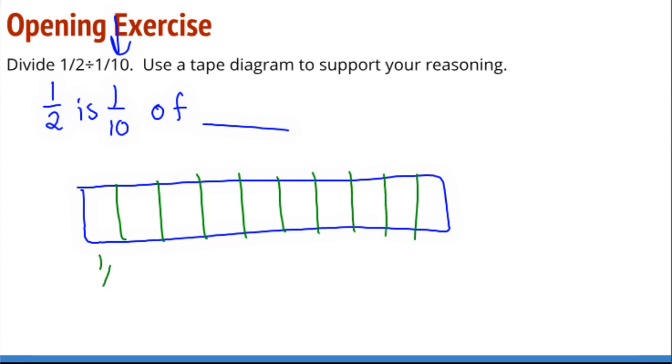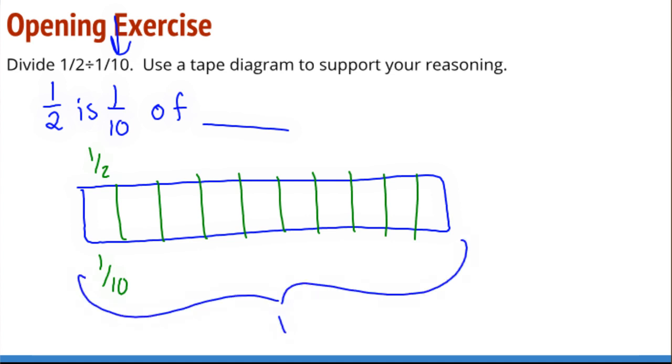And if this is 1/10, half is 1/10, which means that if I've got 10 tenths, if I've got the whole here, I have 10 parts. So I would have 1, 2, 3, 4, 5, 6, 7, 8, 9, 10. I would have 10 halves, which would be 5.